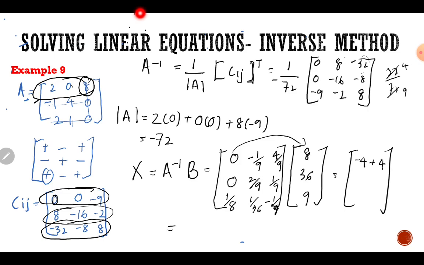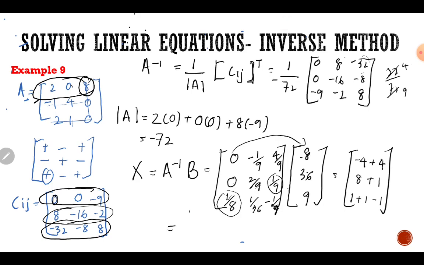Yang ni pula 8. Okey, 2/9 darab dengan 36, 8, tambah dengan 1/9 darab dengan 9, 1. And then finally here 1/8 times with 8 is 1. Okay, and then 1 plus 1 minus 1.